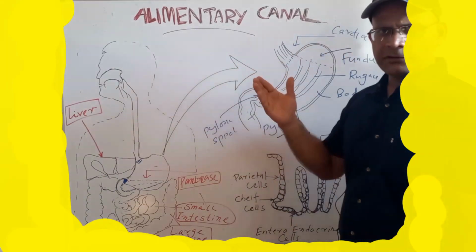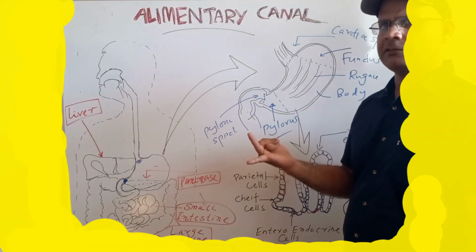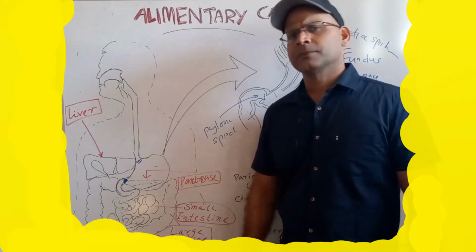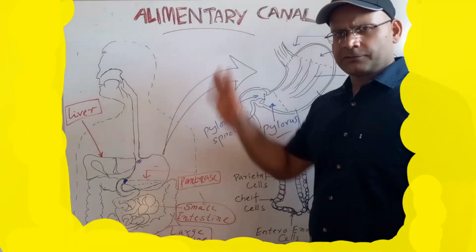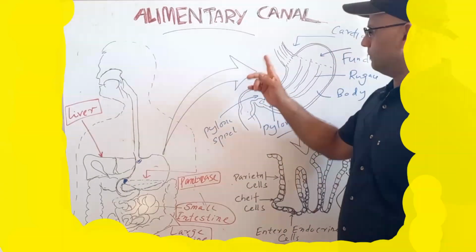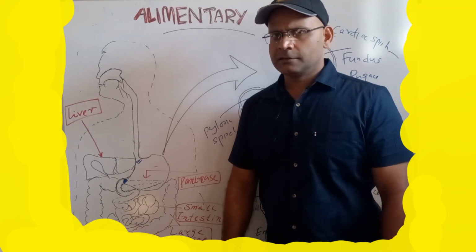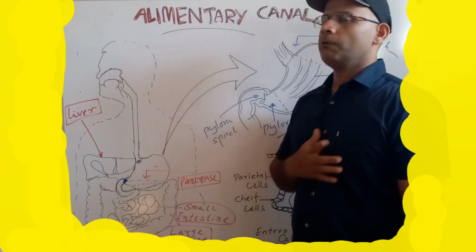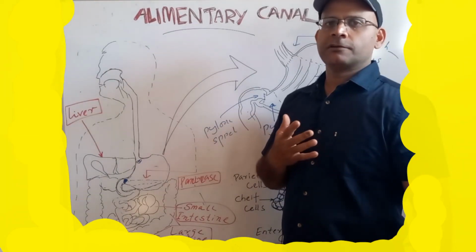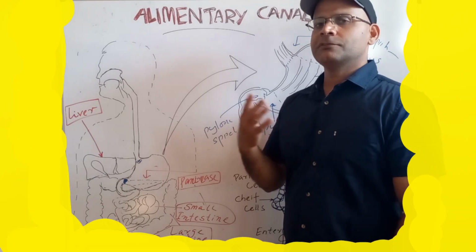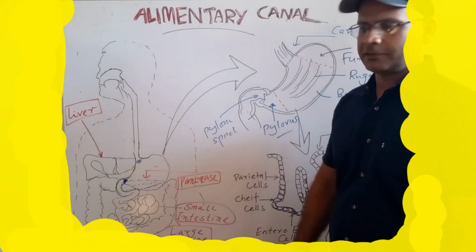And let's discuss the phases of gastric juice secretion. Gastric juice mainly consists of mucus, hydrochloric acid, and pepsinogen. These are the main three components of gastric juice. In gastric juice secretion, there are three phases. First phase is the cephalic phase. That means when we look at foods, or when we think of foods, and when we feel the smell of the food, gastric juice is secreted into our stomach. This is the cephalic phase.